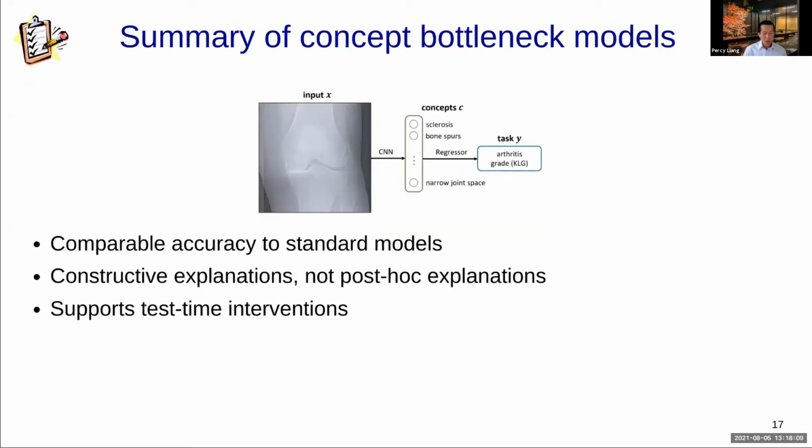Okay, so just to summarize concept bottleneck models, we show that at least on these two applications, we were able to get comparable accuracy to standard end-to-end training. And we're offering constructive explanations. I want to stress how important it is for the explanations, which are one way of interacting with humans, to be actually constructive. Otherwise, the model can just say one thing and do something else. And finally, one cool thing about these concept models is that they provide test time interventions, so you can have a dialogue with the model.